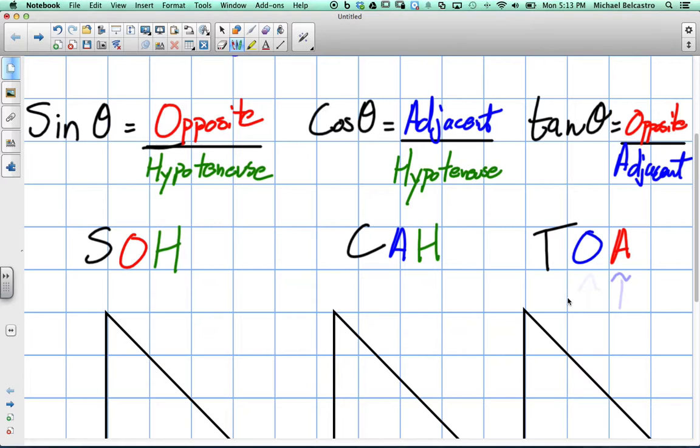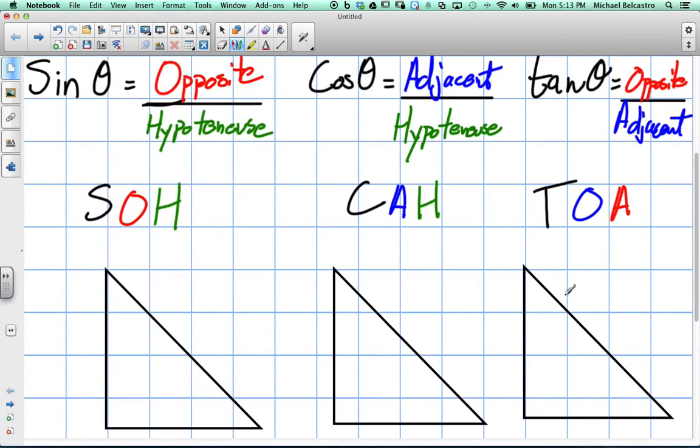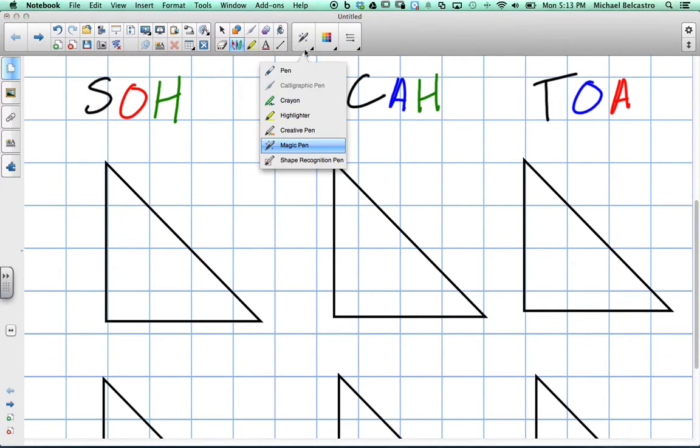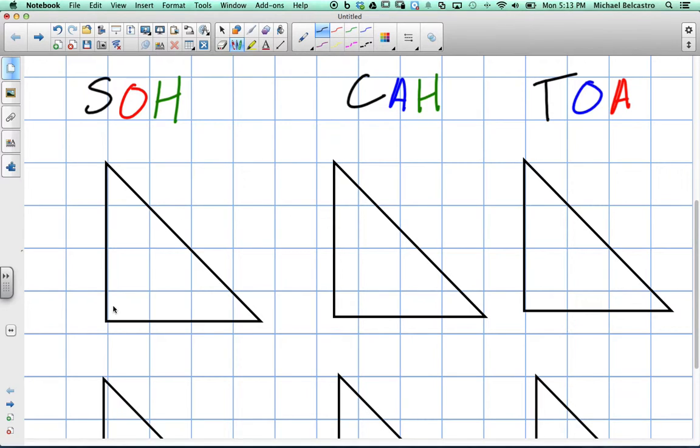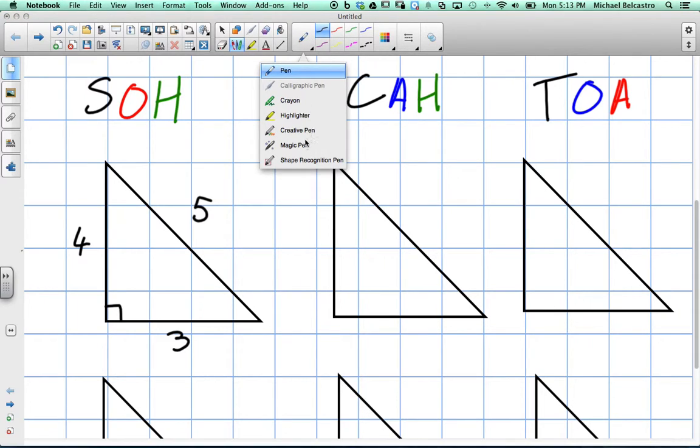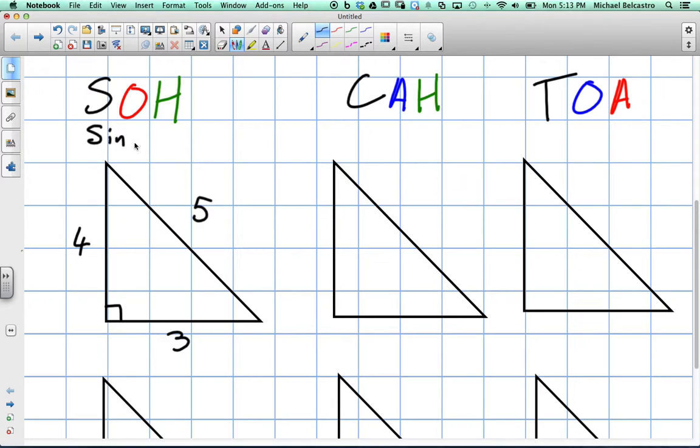So let's talk about right angle triangles. I've got a whole list of them here, and I'm going to give us some numbers. So I've chosen these numbers. Let's just assume that this triangle was created, and this side happened to be 3, this side happened to be 4, and this side happened to be 5. We're going to build all of our sine ratios here, all of our cosine ratios here, and all of our tangents under here.